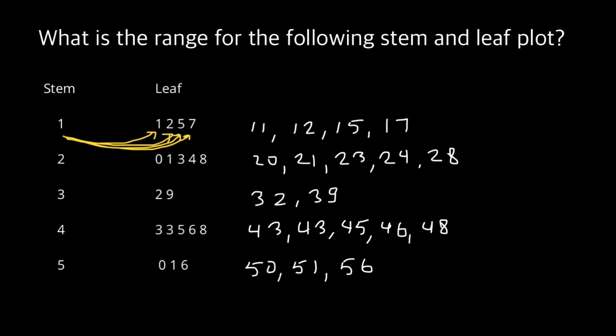And now we have to find a range of these numbers, which is pretty easy. From the biggest number we have to subtract smallest number. So from 56 we have to subtract 11, and we are going to get a range which is 45. And this is going to be our answer.